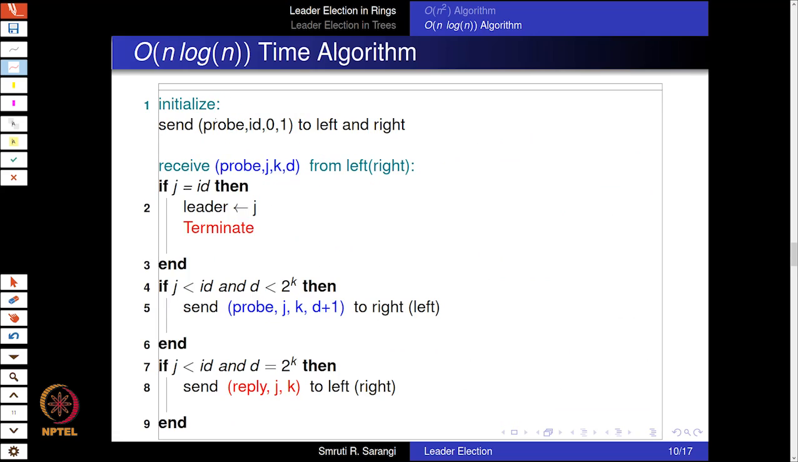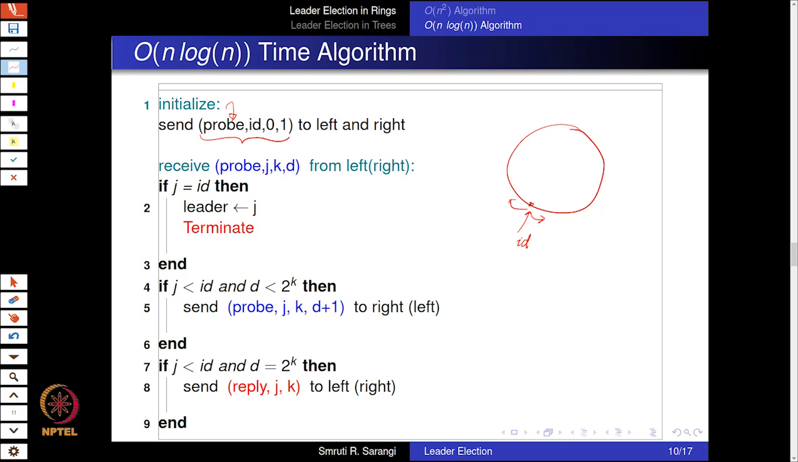So let's look at this algorithm. In this case, we send one message to the left and to the right. The previous algorithm was unidirectional. This is bidirectional. The message has 4 fields: probe, ID, 0 and 1. We'll see in a second what they are. Probe is the message type, and ID is the ID of my node.